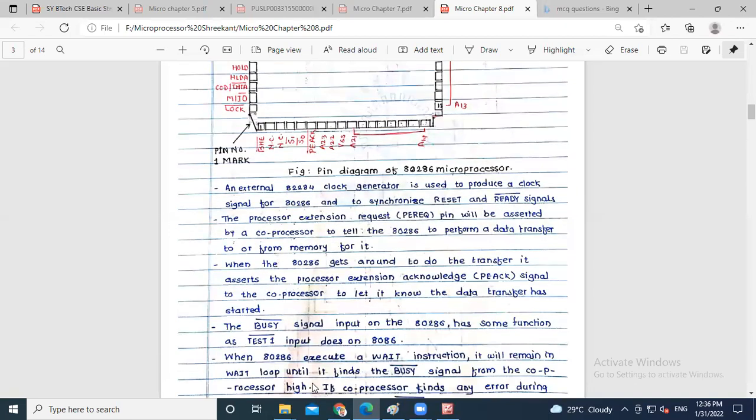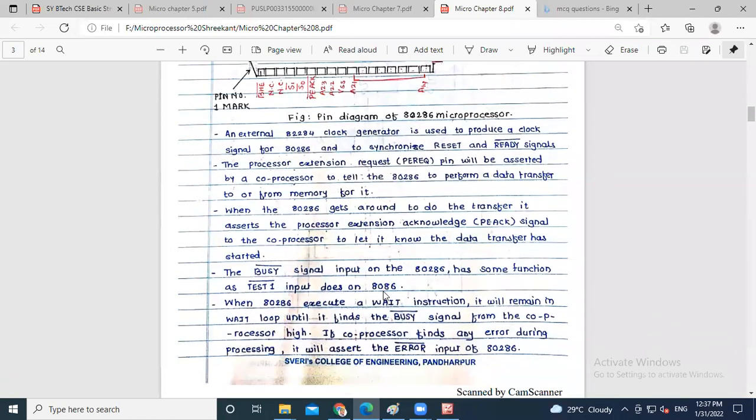In that, an external 8284 clock generator, 82288 bus controller, latch, and 8286 transceiver, that is transmitter and receiver, are also used, along with the reset and ready signals. The processor extension request pin is observed by a coprocessor to tell the 80286 to perform a data transfer to or from memory for the main function.